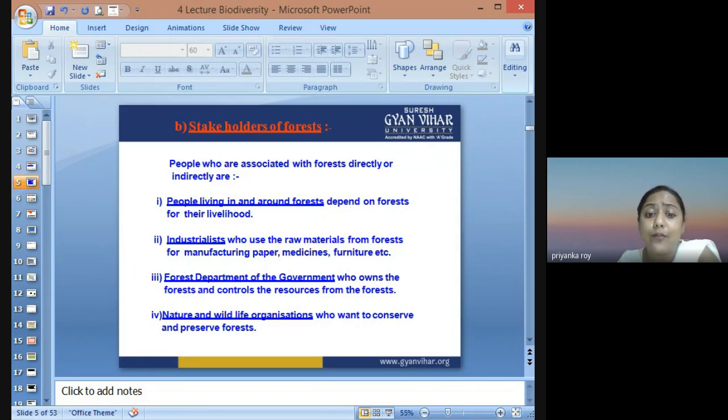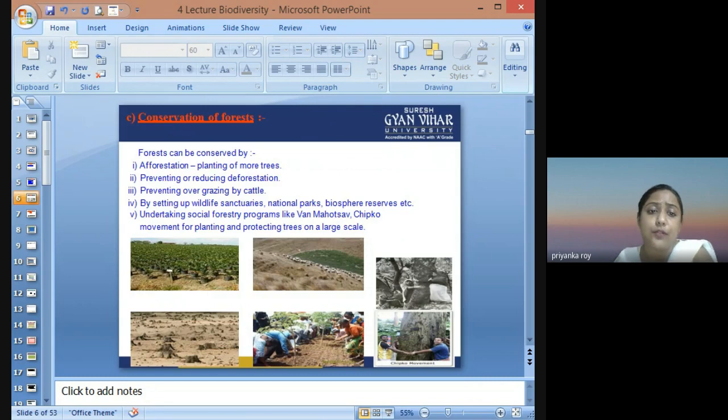Nature and wildlife organizations who want to conserve and preserve the forested areas and the entire species of the forest are also important stakeholders of the forest. Okay, so now the conservation of forest.